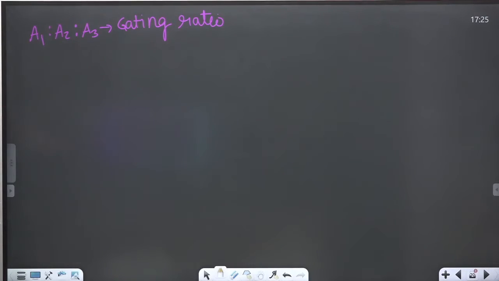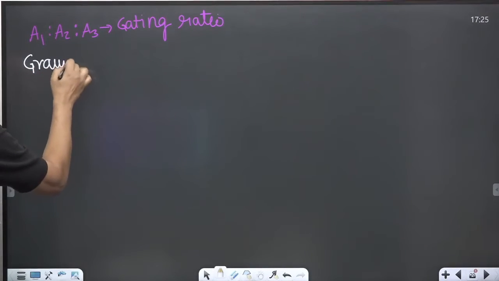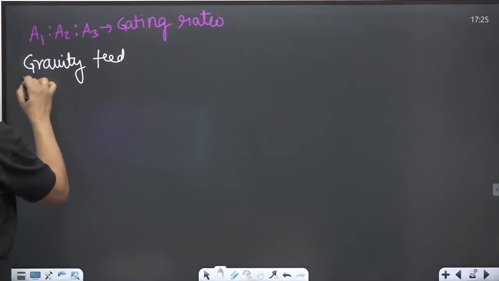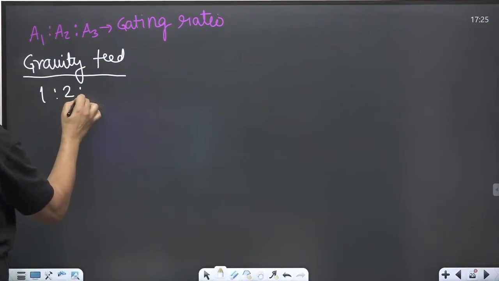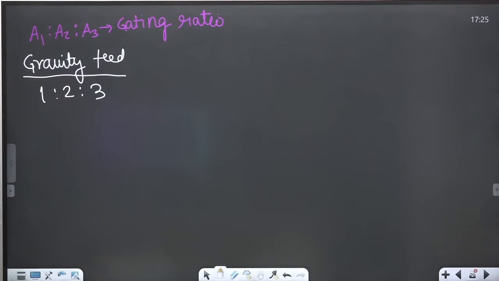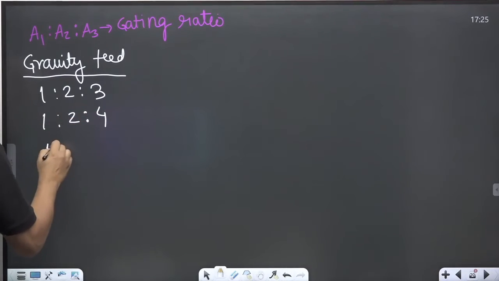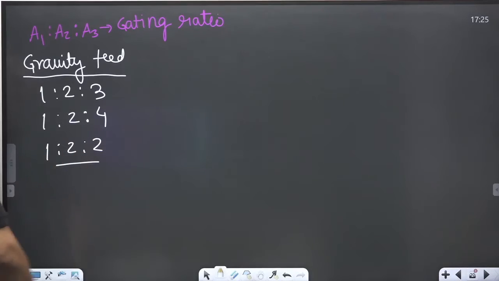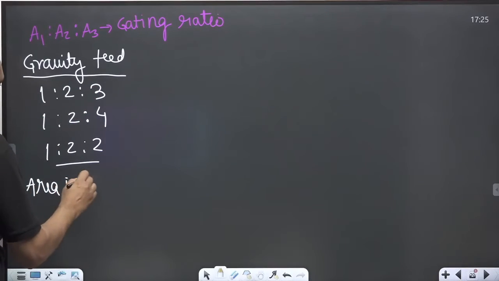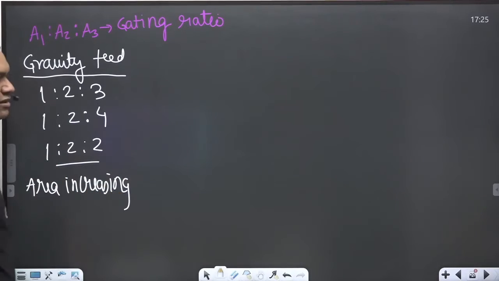And for a gravity feed system, it is 1 is to 2 is to 3, or 1 is to 2 is to 4, or sometimes 1 is to 2 is to 2 when the viscosity is very high. So, you know, the area is increasing in the forward direction. As I told you that the pressure should be uniform throughout, so area is increasing in the forward direction.